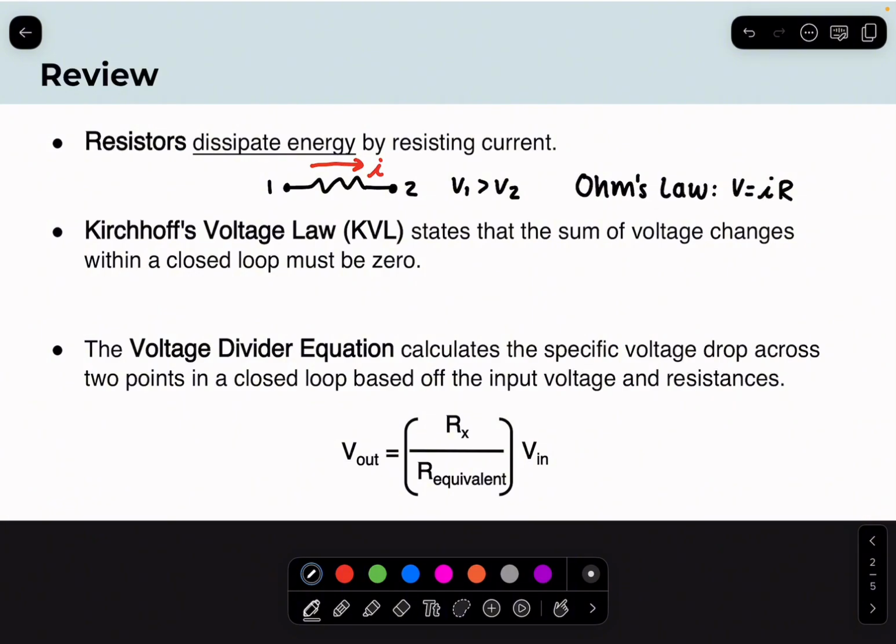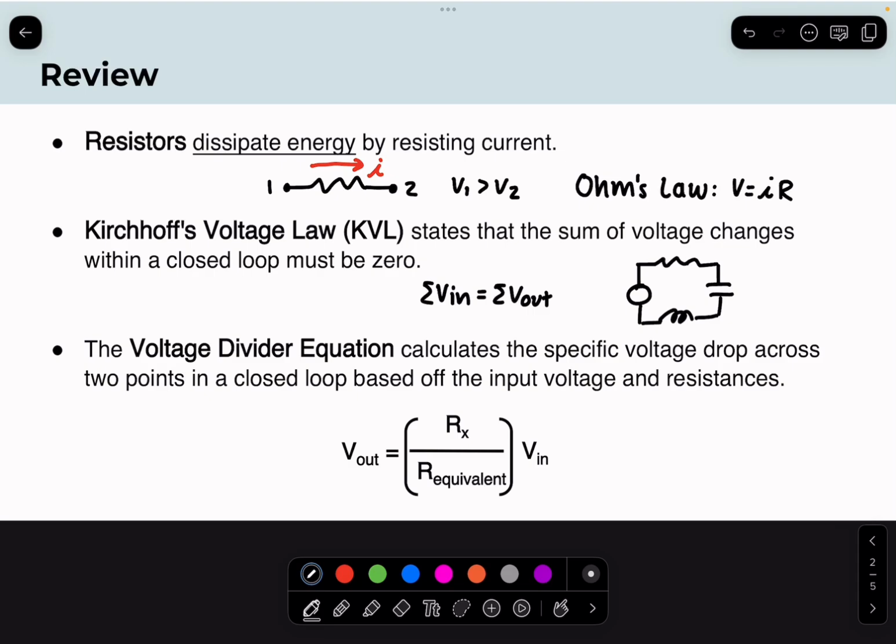The next thing you're going to need to know is Kirchhoff's voltage law, which states that the sum of voltage changes within a closed loop must be 0. So for any given circuit, you might have a voltage source, a resistor, capacitor, maybe even an inductor. As long as that loop is closed, the sum of the voltage in is going to be equal to the sum of the voltage out.